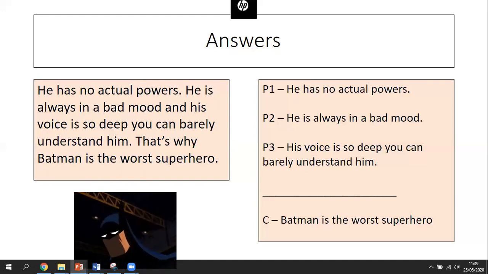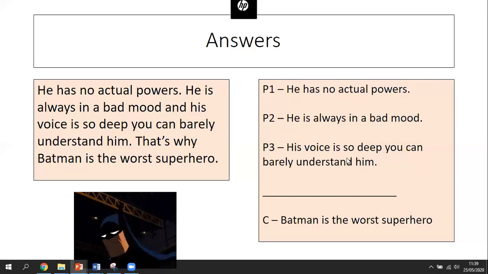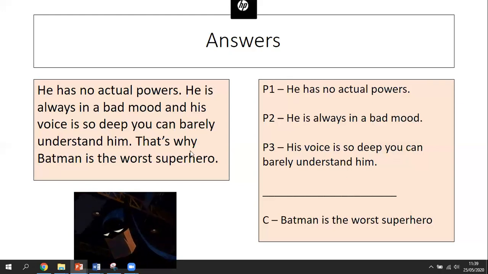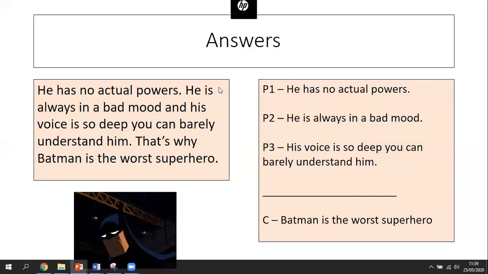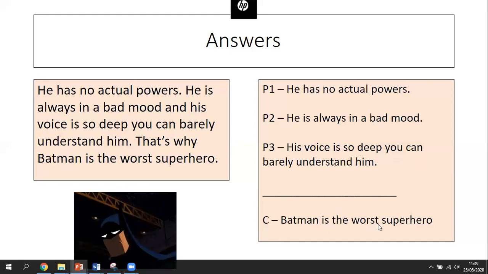So what you would do is you would put this into standard form. P1, he has no actual powers. P2, he is always in a bad mood. Premise 3, his voice is so deep you can barely understand him. So what you can do is if you've got two reasons in a sentence to believe something, they both count as individual premises. Inference bar, therefore, Batman is the worst superhero. So this is kind of typical of what you've been asked to do in the exam, which is where you'll be given an ordinary language argument and you'll be asked to convert it into standard form.